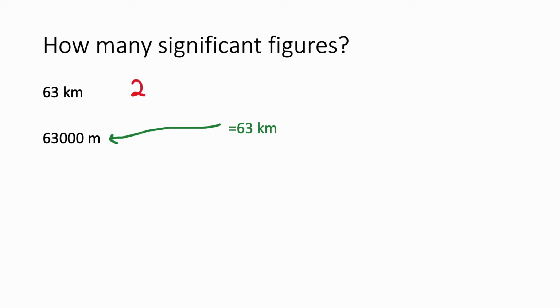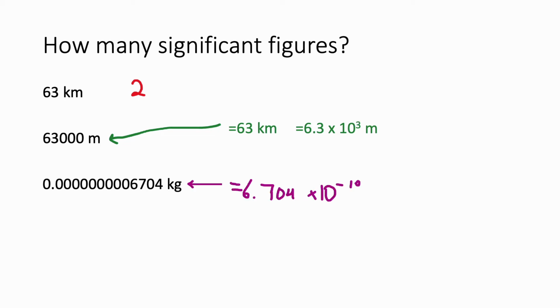Those zeros don't count. So people are often a little fuzzy as to how do I know when something counts or when something doesn't count? It's very easy. Put it in scientific notation, and that will tell you 6.3 times 10 to the third meters. Okay, here's another example. Here we've got a really small mass. And once again, I'm going to use my trick of converting this into scientific notation. So 6.704 times 10 to the minus 10th kilograms. So how many significant figures does this have? It does have a 0 in the middle between the 7 and the 4.